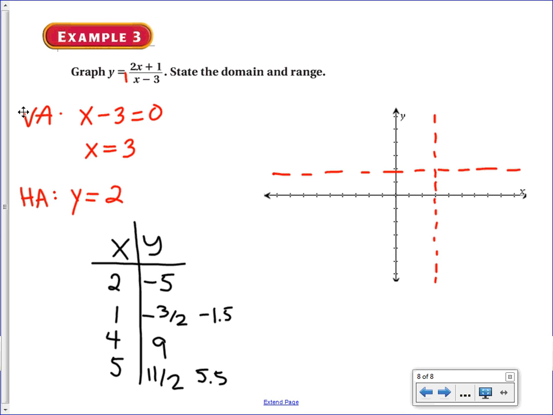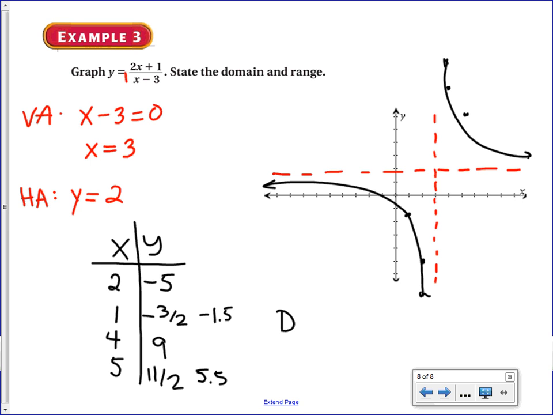Let's graph these points. 2, negative 5, down here, and 1, negative 1.5. And then we have 4, 9. It's a little bit off the graph, but that's okay. And then we have 5, 5.5. Like I said, it doesn't have to be perfect. I see which corners they're in. Make sure your curves get close to the asymptote. Close to the asymptote. Try to go through your points. I missed that point a little.